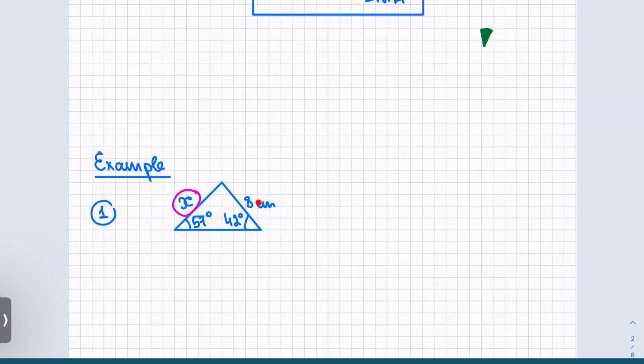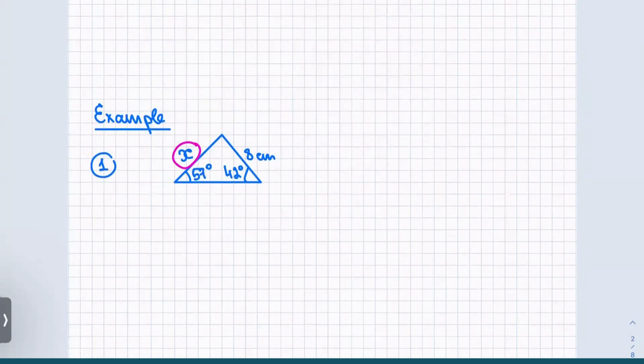We are given here one side and the measure of the angle that lies opposite to this side. We also are given another angle, its measure, and we want to find the length of the side that lies opposite to this angle.